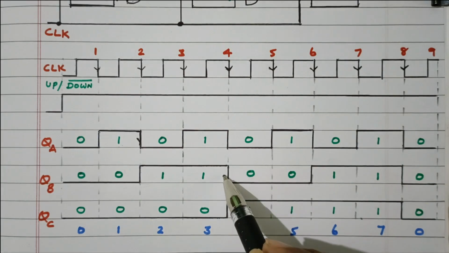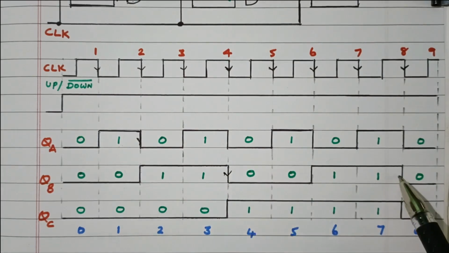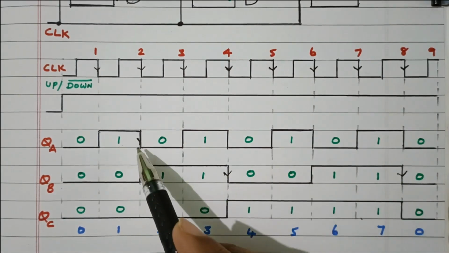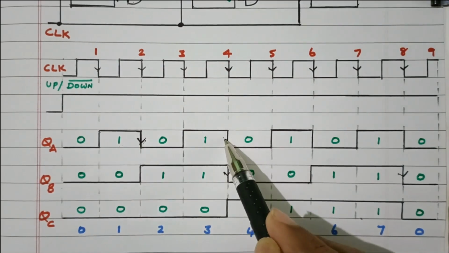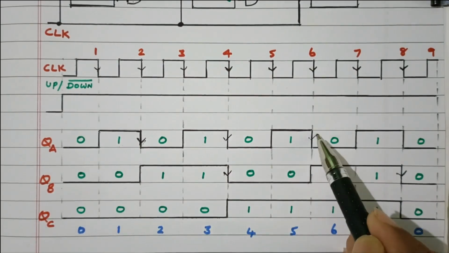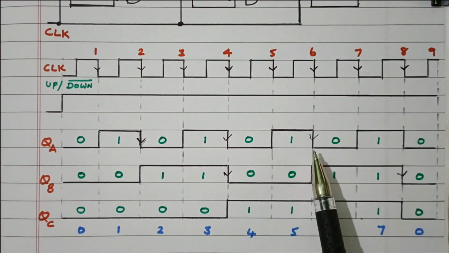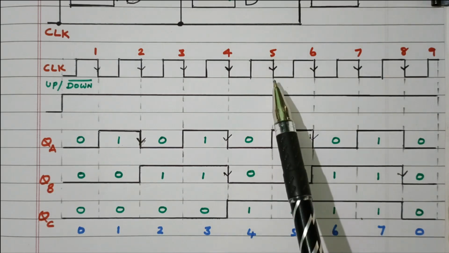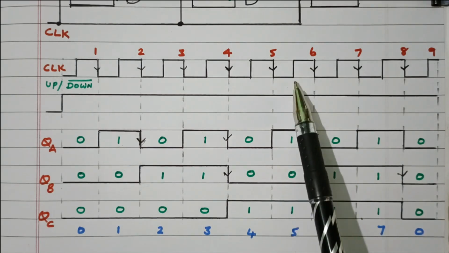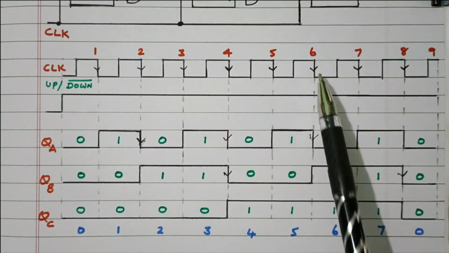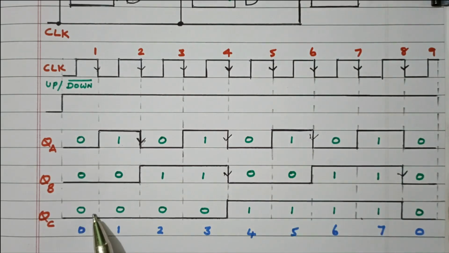When the negative edge is crossing, at that time only the status will change. Here also this is a negative edge. This is a negative edge, right? Because we connected the negative edge of the clock pulse, during this time it will not change. During this time it will not change. During here only it will change, right? So here 0, so no change.